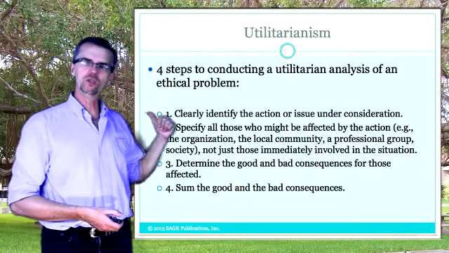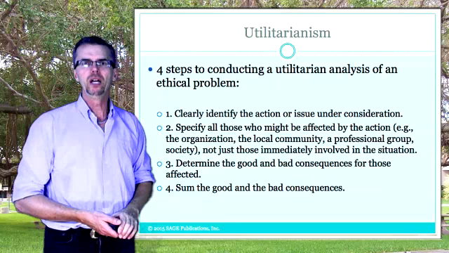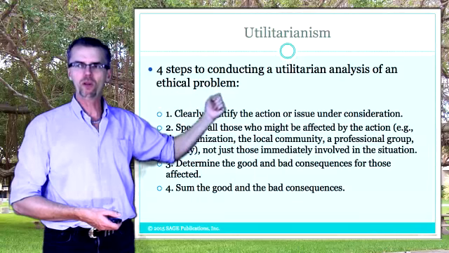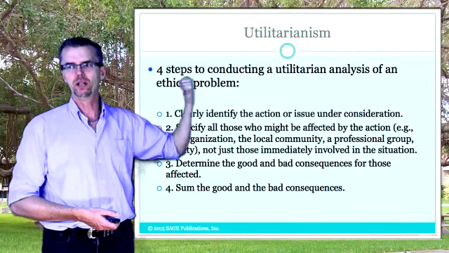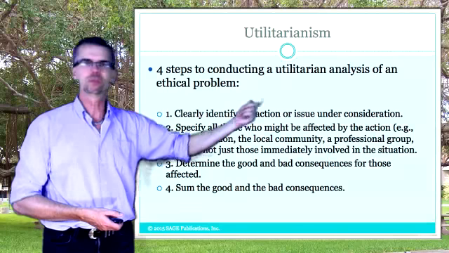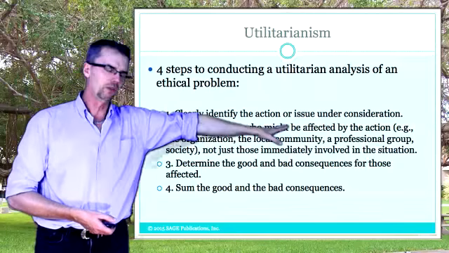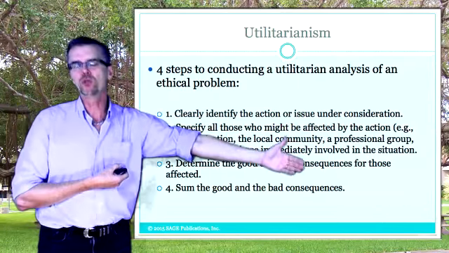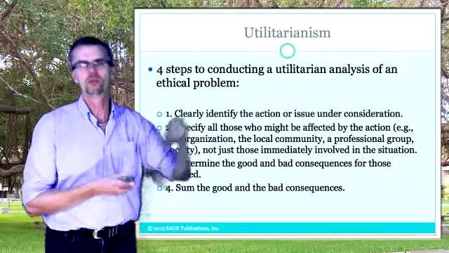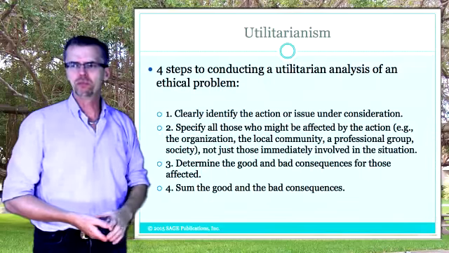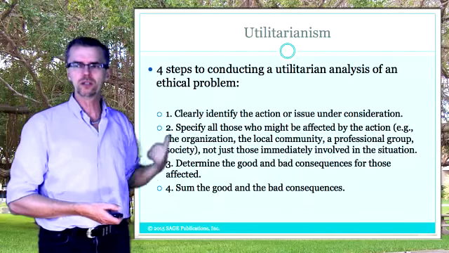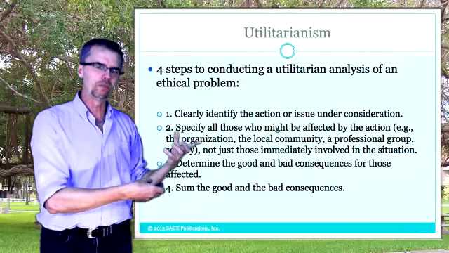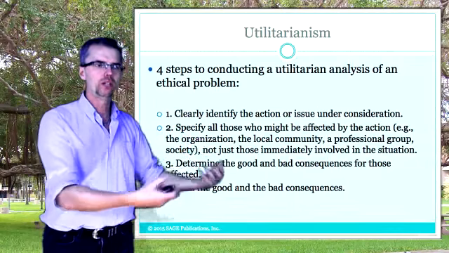There are 4 steps to conducting a utilitarian analysis of an ethical problem. Number 1, clearly identify the action or issue under consideration. Number 2, specify all those who might be affected by the action: the organization, a local community, a professional group, a society, not just those who are immediately involved in the situation. So you've got to look forward a little bit and ask, what are the ramifications in the future for this group of people, for that group of people, for another group of people? Are we missing anybody? Number 3, determine the good and bad consequences for those affected, and sum the good and the bad consequences up. Number 4, choose that act or that rule which will be best for the greatest good.